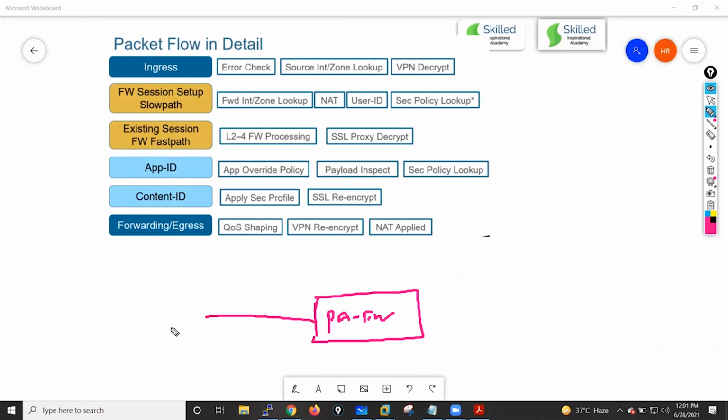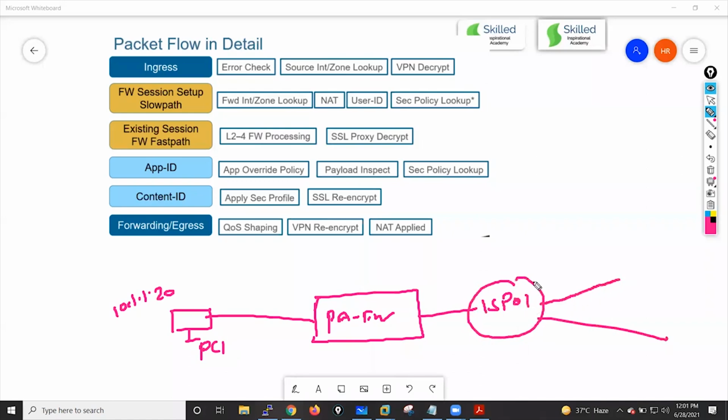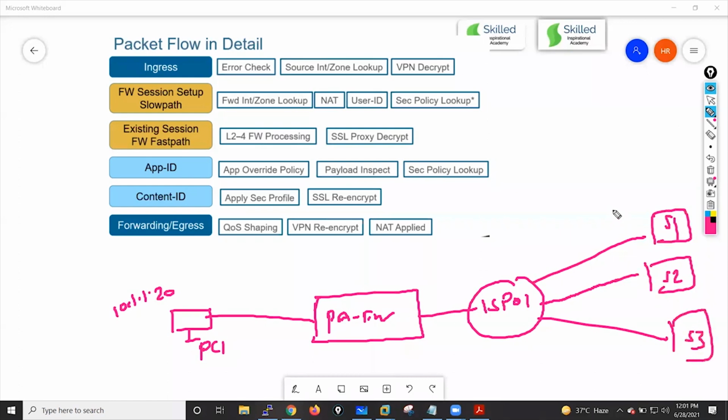Okay. I am having my host PC1. That PC having IP address 10.1.1.20. I am having an internet service provider here, and here we are having a few servers, right? Server 1, these are the internet servers, right? Server 2 and server 3. Any server, maybe this server having IP address 200.1.1.1. This server having IP address 200.1.1.10. This server has IP address 200.1.1.5. Okay, these are the IPs. These are servers in the public internet, right?